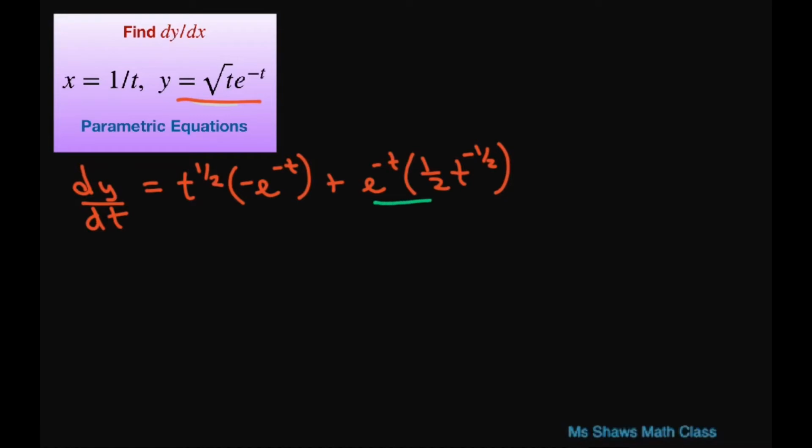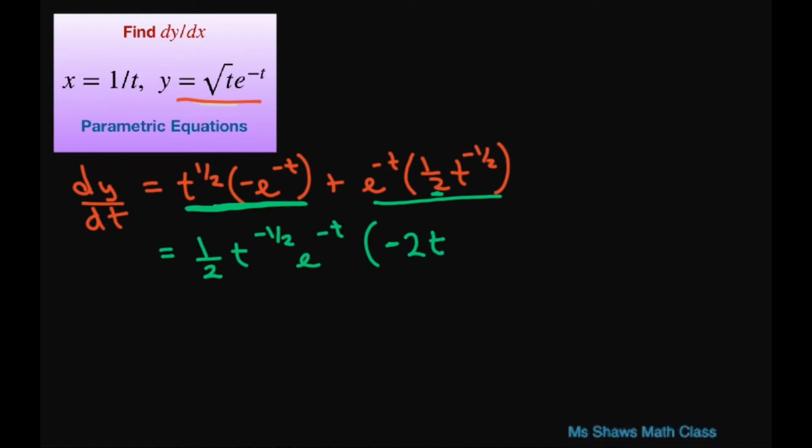I notice that this term here is also a factor of this term, except for the 1/2 part, but we can fix that. So we're going to write this as 1/2, and I'm going to put my t first: t to the power of negative 1/2 e to the power of negative t. And then this is going to be times... If you look at this, we have the same thing, except we need a negative 2t.